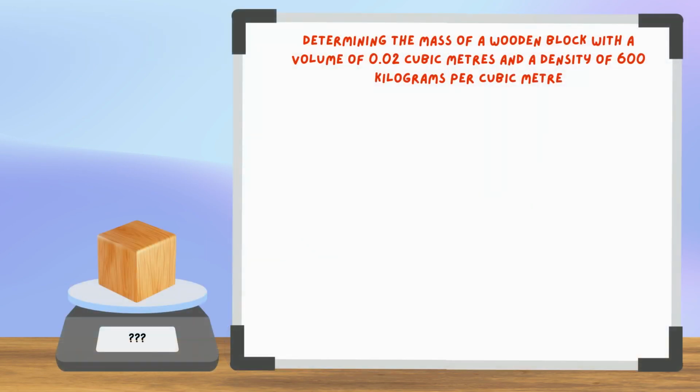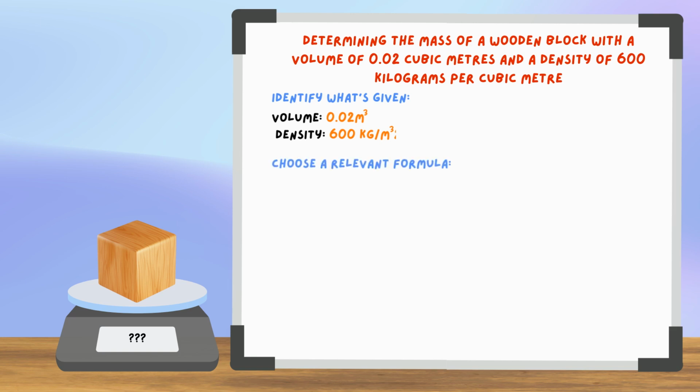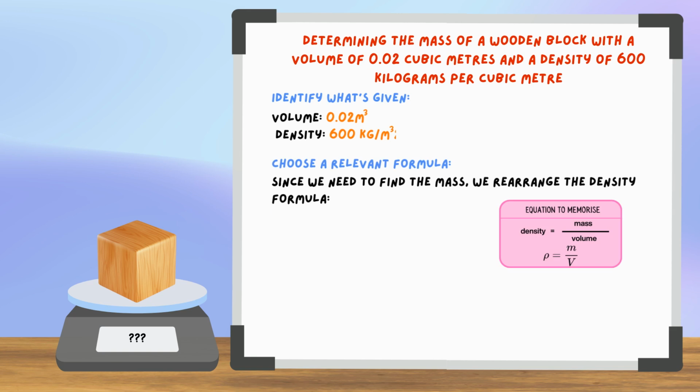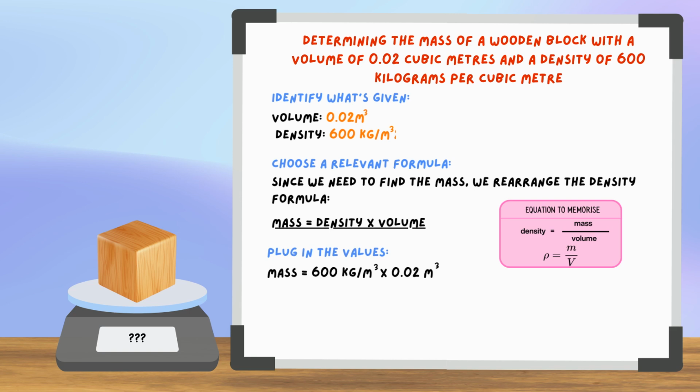A wooden block has a volume of 0.02 cubic meters, and its density is 600 kilograms per cubic meter. We need to find its mass. Like always, we identify what's given. The volume of the block is 0.02 cubic meters, and its density is 600 kilograms per cubic meter. Since we need to find the mass, we rearrange the density formula to mass equals density multiplied by volume. When we plug in the values, we get the equation mass equals 600 kilograms per cubic meter multiplied by 0.02 cubic meters, which gives us 12 kilograms. Therefore, the mass of the wooden block is 12 kilograms.